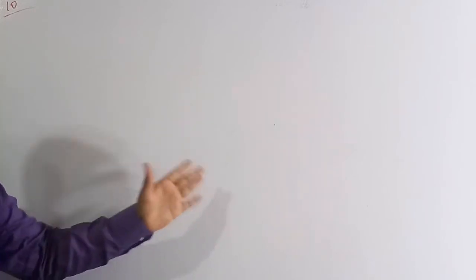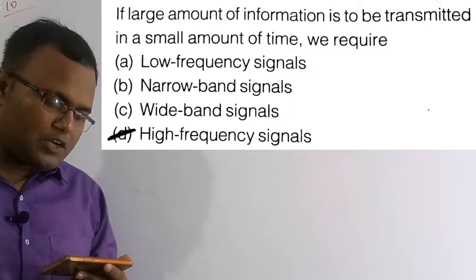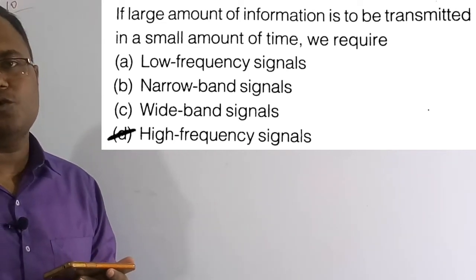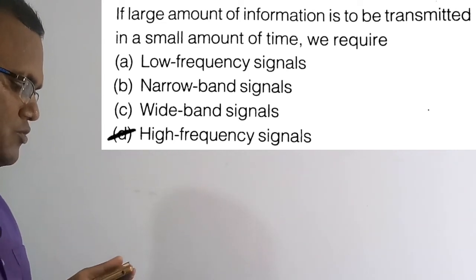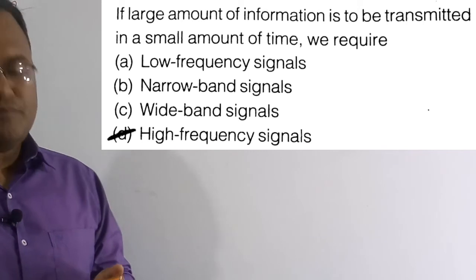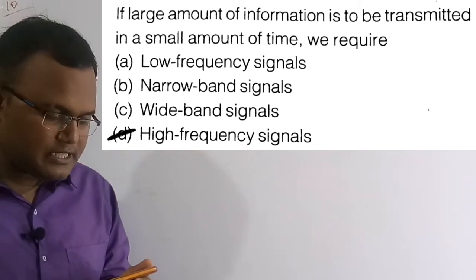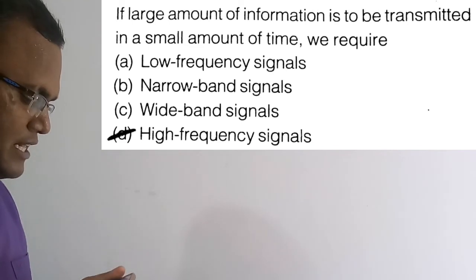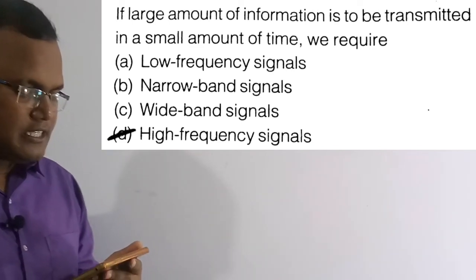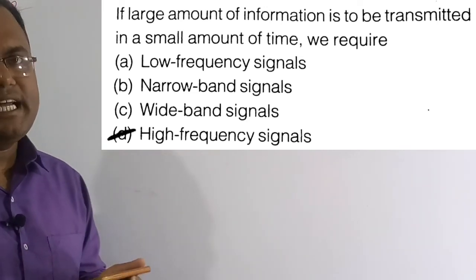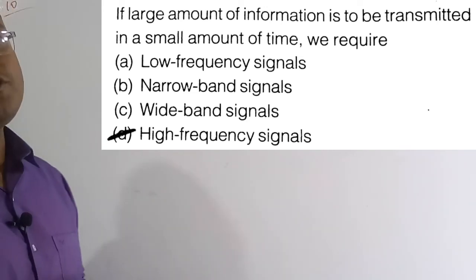So now we are going to solve the last question of this lesson, 10th question. See the question here. If a large amount of information is to be transmitted in a small amount of time, we require option A low frequency signals, option B narrow band signals, option C wide band signals, and option D high frequency signals. So out of the 4 options, option D high frequency signals is the correct solution of this question.